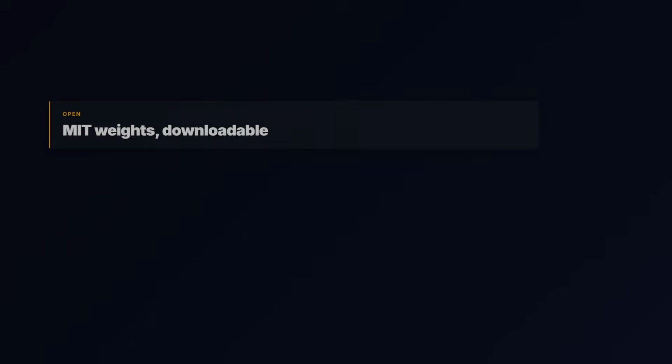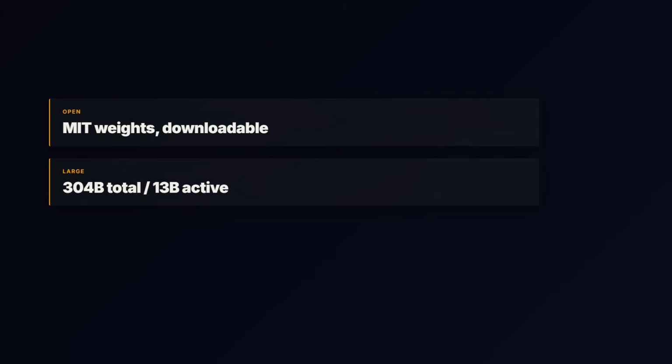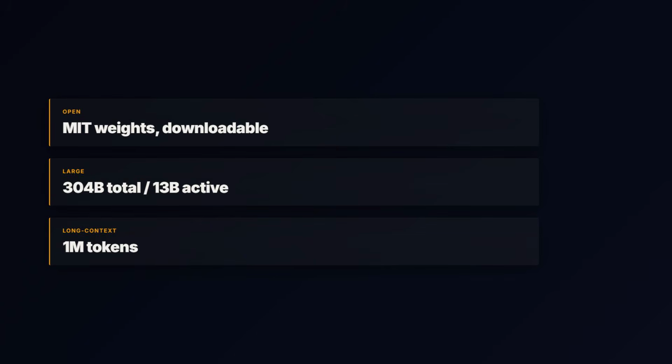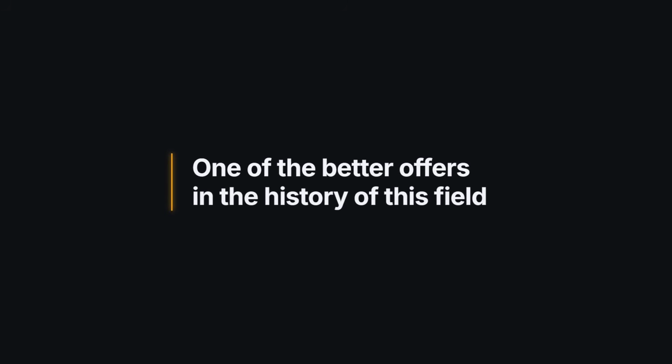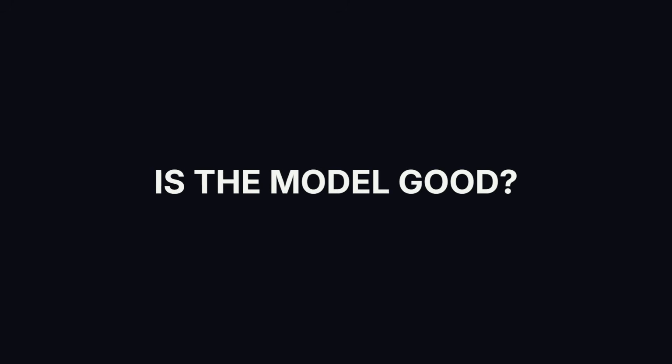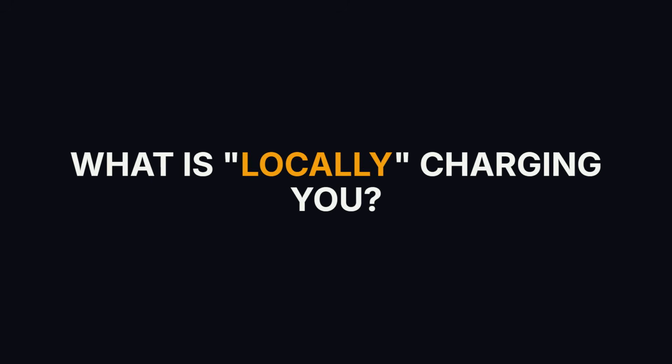So a genuinely open, genuinely large, genuinely long context model priced at almost nothing on the API that you're also allowed to download and run yourself. That's the offer. On paper, it's one of the better offers in the history of this field. The question isn't whether the model is good. The question is what the word locally is actually charging you.